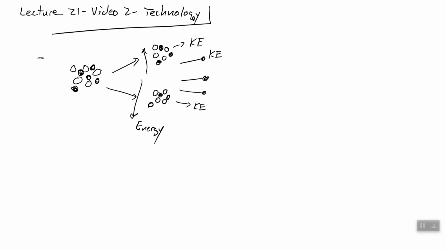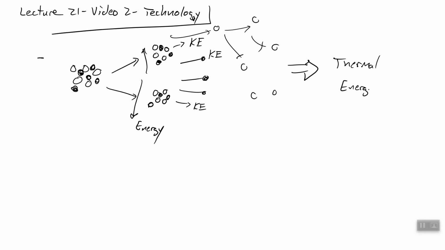Okay, but the real contributor here is these particles with extreme kinetic energy impact other atoms and other particles. They bump into them, and then these bump into each other, and before you know it, we've changed this kinetic energy into thermal energy. So fission results in thermal energy, and we're going to use this thermal energy to generate power.